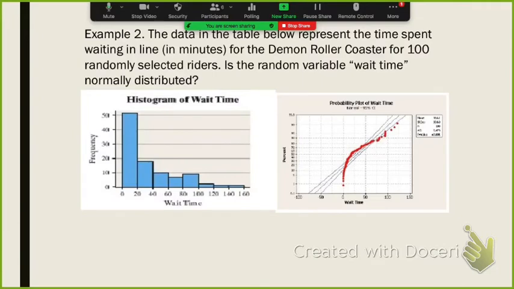So example 2, the data in the table below represent time spent waiting in line for the Demon roller coaster for 100 randomly selected riders. Is the random variable wait time normally distributed? So this is a histogram.